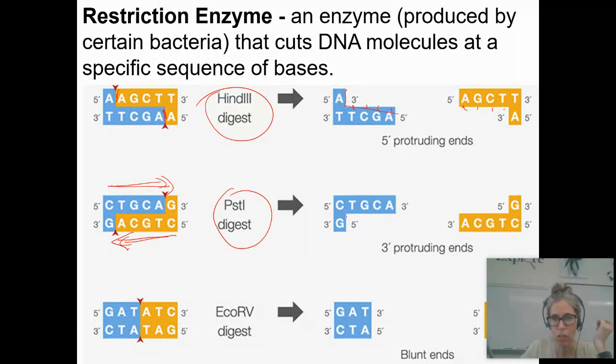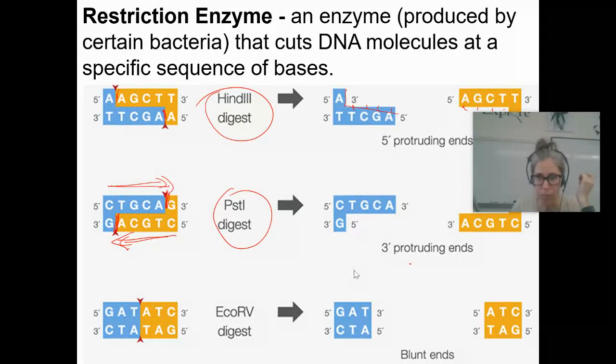CAG. Okay, so this one cuts between the G and the A, and over here, also between the G and the A. And so that's also leaving these sticky ends or protruding ends. And then this final one down at the bottom is cutting a little bit differently.